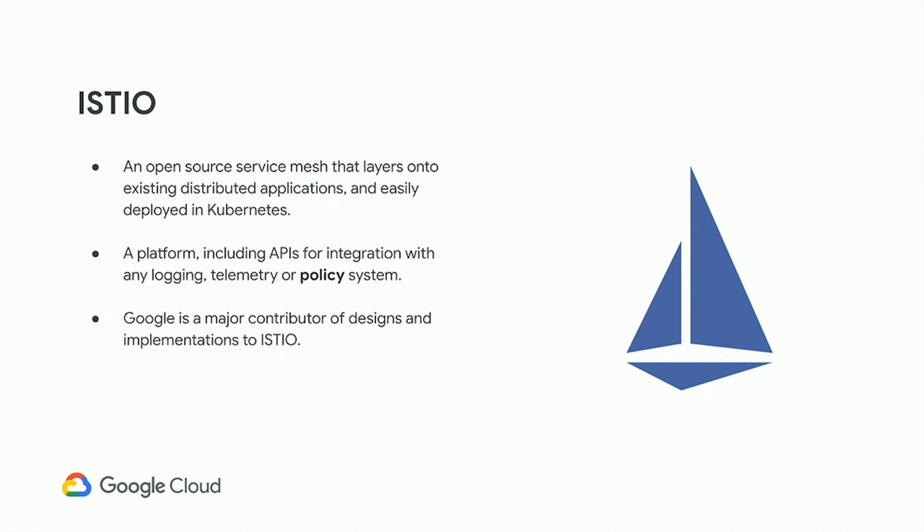So for that, I'll introduce Istio, if you haven't heard about it. Istio is an open source service mesh that layers transparently onto existing distributed applications. It is also a platform, including APIs that let it integrate into any logging platform, telemetry, or policy system. Istio's diverse feature set lets you efficiently run a distributed microservices architecture, and it provides a uniform way to secure, connect, and monitor microservices.